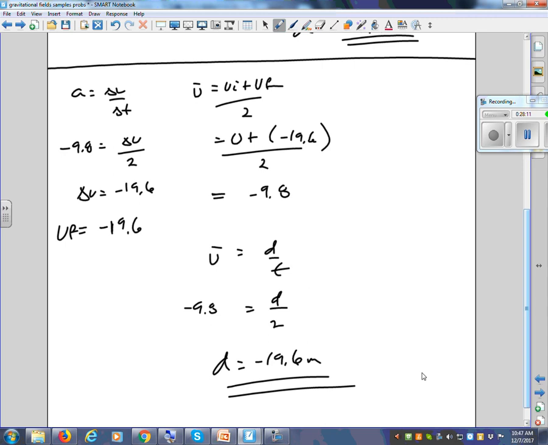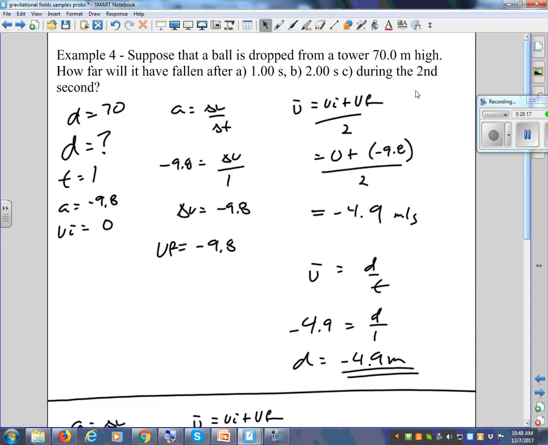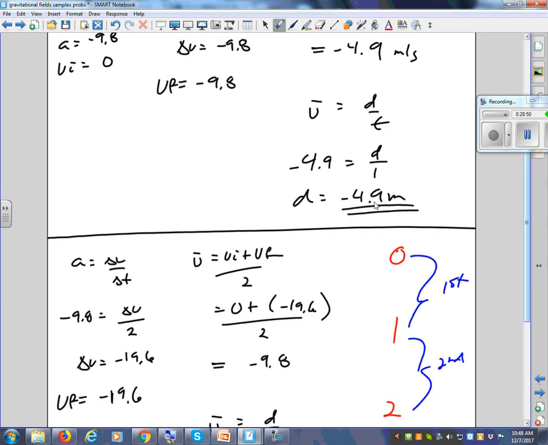I'll pause there for a second because I've got one more thing to say. The last question says, how far will it fall during the second second? Well, what is the second second? If the time starts at 0, and then 1 second and 2 seconds, that's the first second, and that's the second second. So how far does it fall between 1 and 2 seconds? Well, how far has it fallen after 1 second?